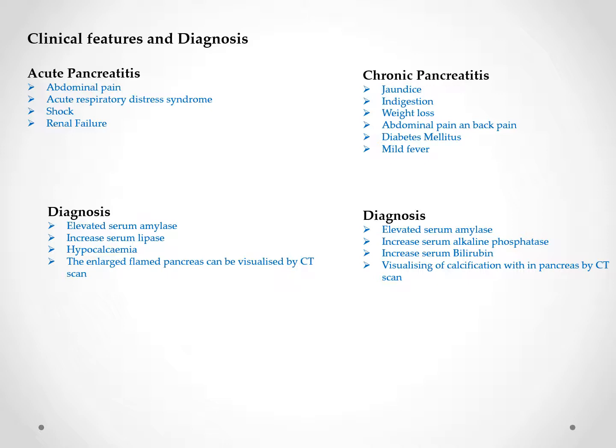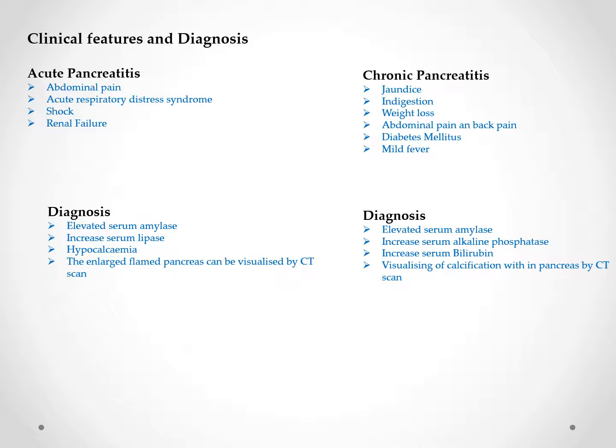In chronic pancreatitis, the patient does not mostly come with abdominal pain, and the abdominal pain can be referred to the back. But the patient can come with other findings: jaundice, indigestion, and weight loss due to malabsorption. They may come with diabetes mellitus due to the loss of the islets of Langerhans, and mild fever can also be found in the patient.